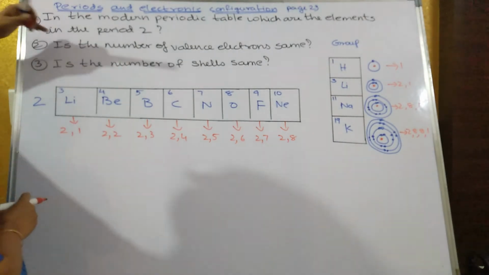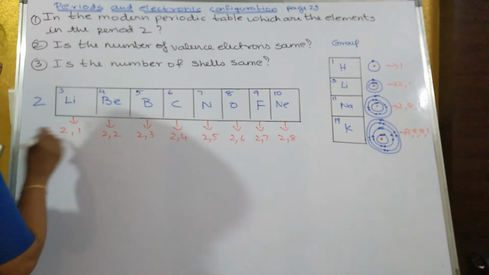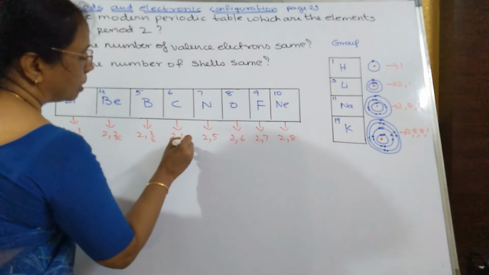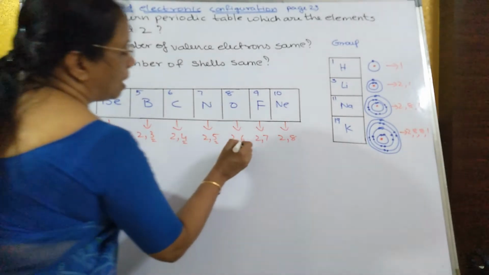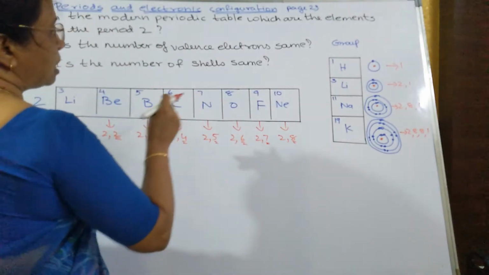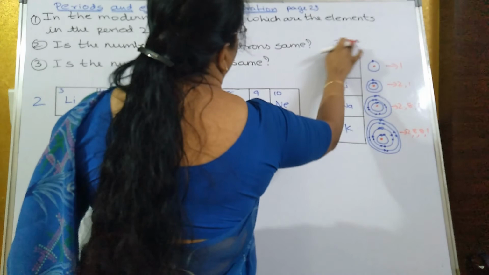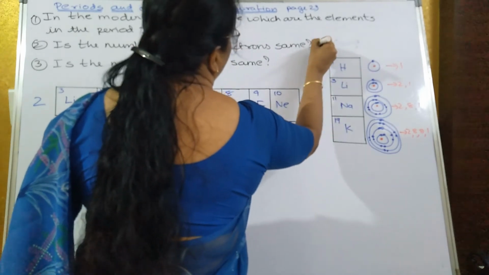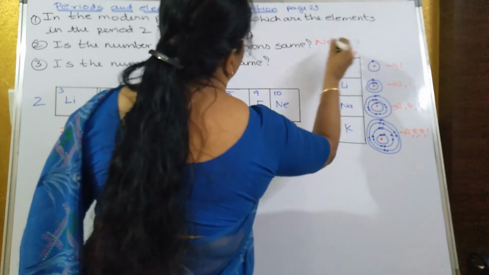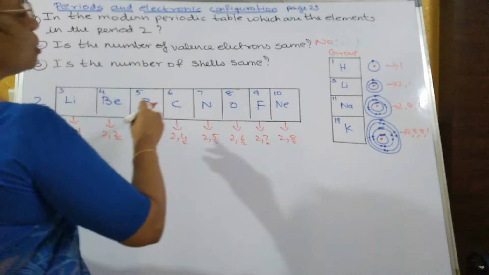Now they have asked, is the number of valence electrons same? Are the valence electrons same? No, over here it is 1, here it is 2, here it is 3, here it is 4, here it is 5, and here it is 6, 7 and 8. So is the number of valence electrons same? No, they are not same. So the valence electron is not same. So is the number of shells same?